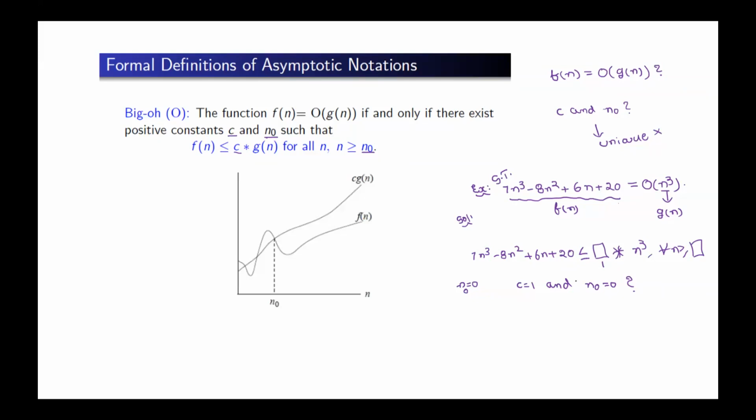If I substitute the n naught equal to 0 value, here we will get 20, because 7 into n cube and everything is less than or equal to 1 into 0 cube. Is this correct? No, the condition is not satisfied. That means this is not a correct choice.